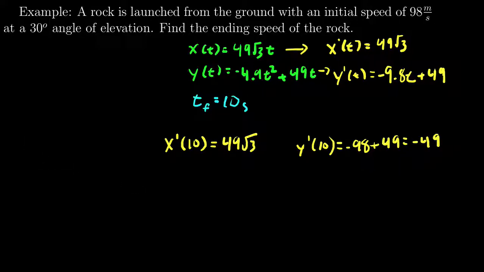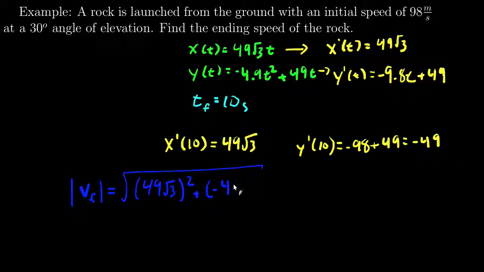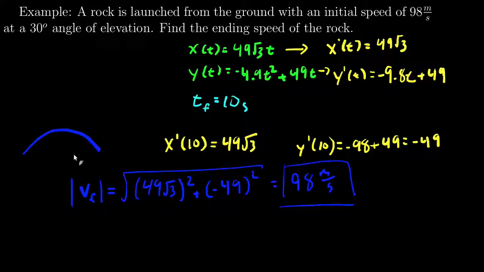And finally, the ending speed. So I'll say that's the final velocity, magnitude of that, will be the square root of 49 root 3 squared plus negative 49 squared. And when I work this out, I actually end up getting 98 meters per second again. So it started at 98 meters per second going up and ended at 98 meters per second coming down.